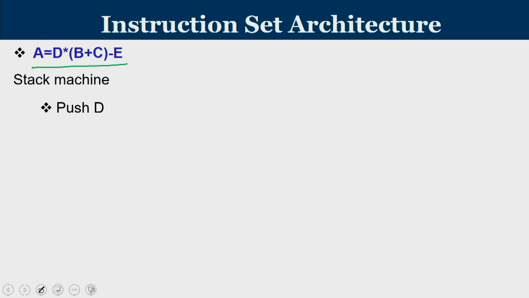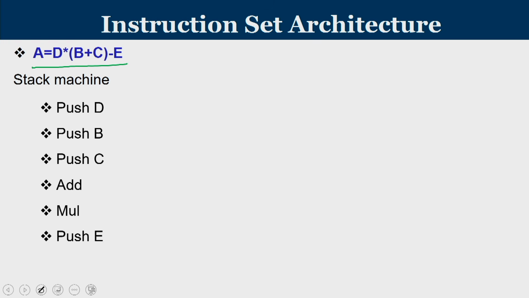So, we know that we have to perform a push operation on D, wherein D is first transferred and then you push B and C. So, now B and C are at the top, perform an add operation. So, B plus C will be done and the result will be stored in the stack, and then we will do a multiplication operation such that D and the sum of B plus C will be multiplied, that result will be there, and then push E and then you perform the subtraction and finally you pop the value back into A. This is how A equal to D star B plus C minus E is being carried out.